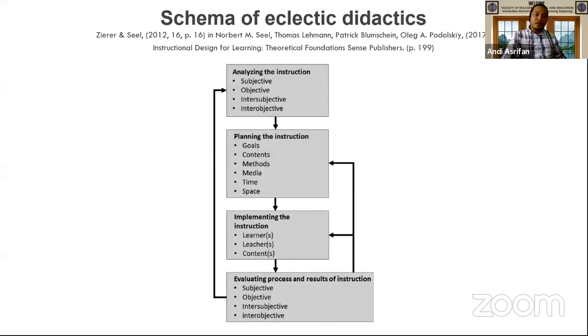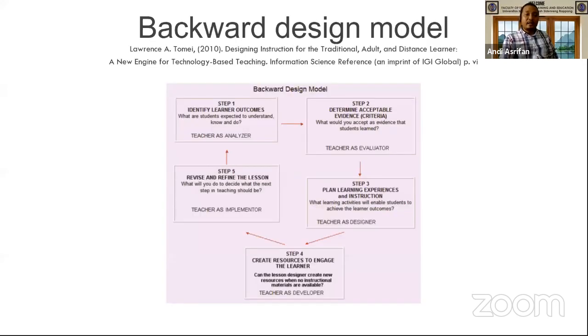And then the next one is the same, the didactic model, come from Senior. And then the Blackboard design model, where we have four steps, starting from identify the learning outcome, and then determine acceptable evidence, and then plan the learning experience, and then create resources to engage the learner, and then revise and refine.